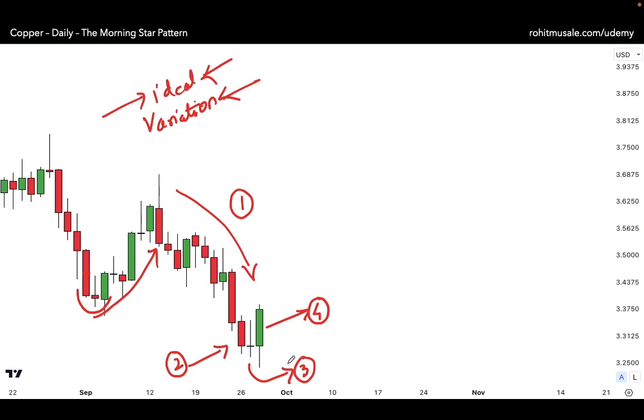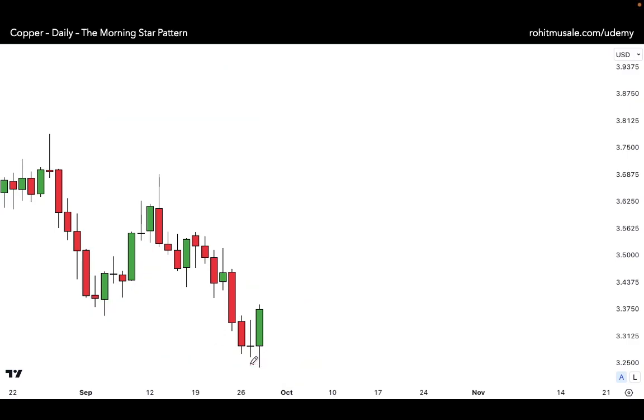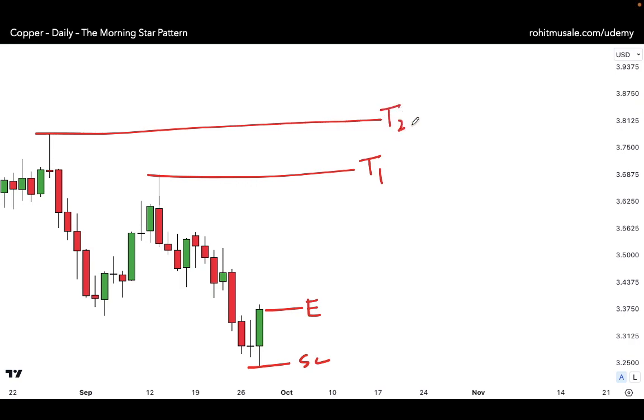So those were the conditions, and by the way, the low of the morning star becomes a very powerful support area. So the entire pattern becomes support. The low of the pattern becomes support. So this would be a risky trade because it is not confirming some prior support area. But imagine if it was confirming some prior support area, you would enter here. That would be your entry point. That would be your stop loss. And this would be your first target. And this would be your second target, right?